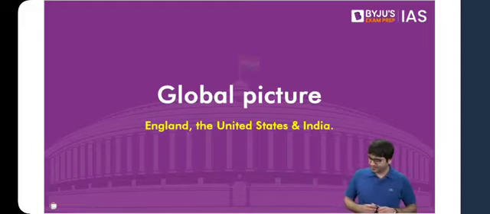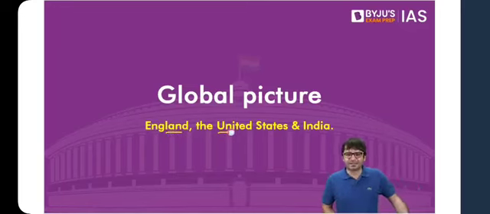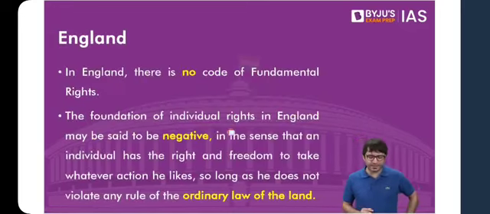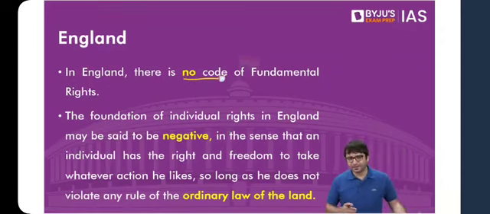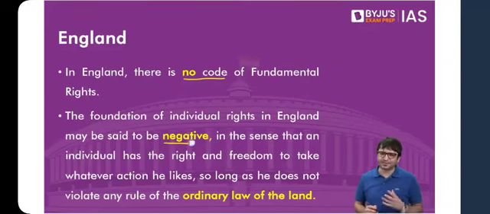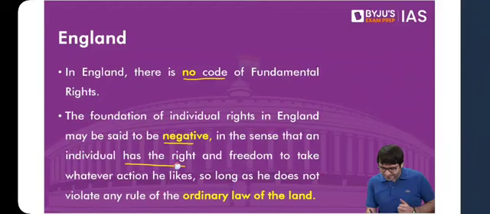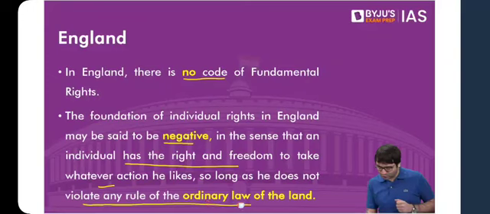Okay. Now let's look at the global picture. What is the status of fundamental rights in England, the United States, and India? Let's look at England to begin with. In England, we say there is no code of fundamental rights. The foundation of fundamental rights in England is said to be negative. Negative in the sense that an individual has the right and freedom to take whatever action he likes, so long as he does not violate any rule of the ordinary law of land.